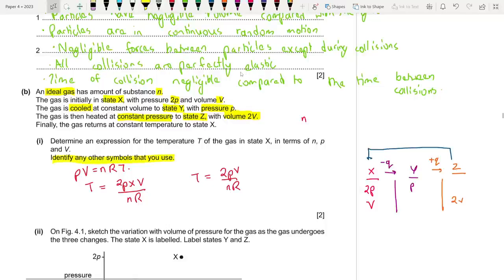And identify any other symbols that you use. So we want to say that R is our molar gas constant. Okay, R is the molar gas constant, 8.31.